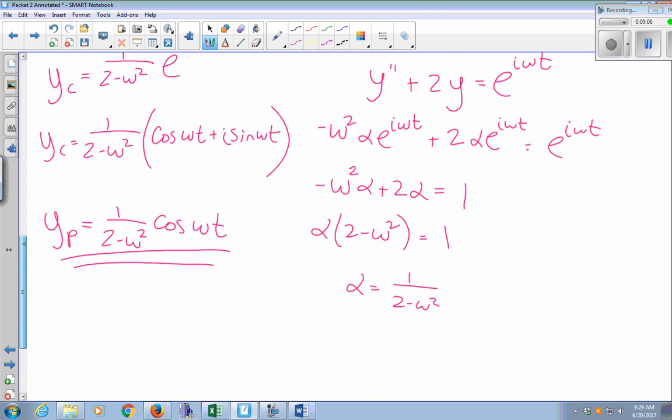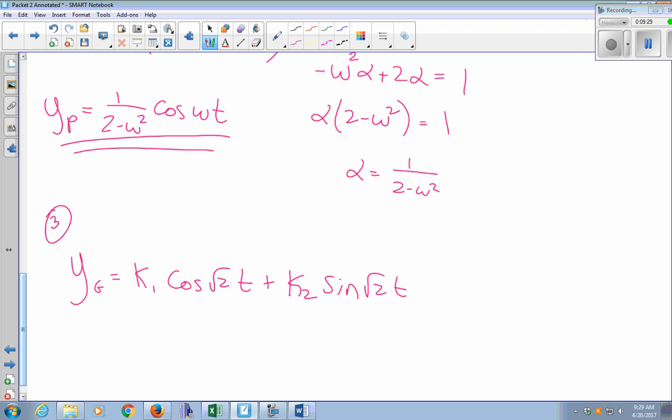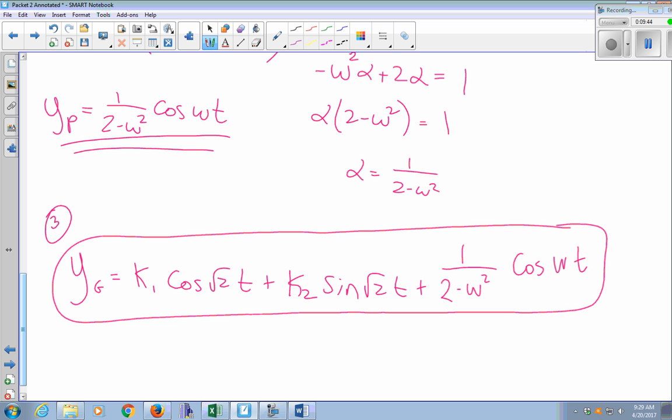I know I did kind of fly through that, but I just want to get to the interesting part. So my y general, remember, is your y homogeneous plus your y particular. So it comes out to k1 cosine root 2 t plus k2 sine root 2 t, plus y particular, which is 1 over 2 minus omega squared cosine omega t. So that is the general solution.